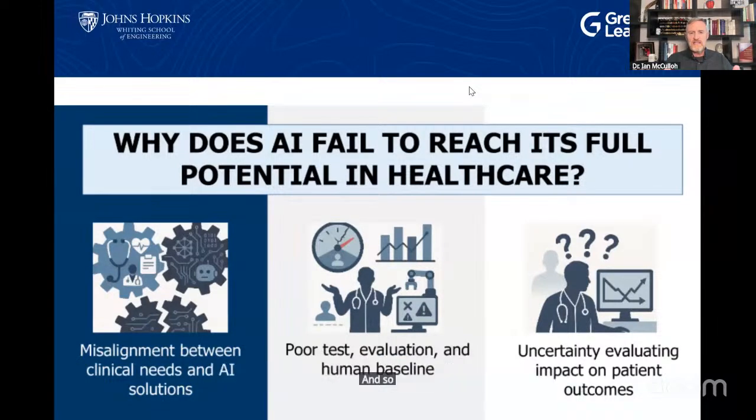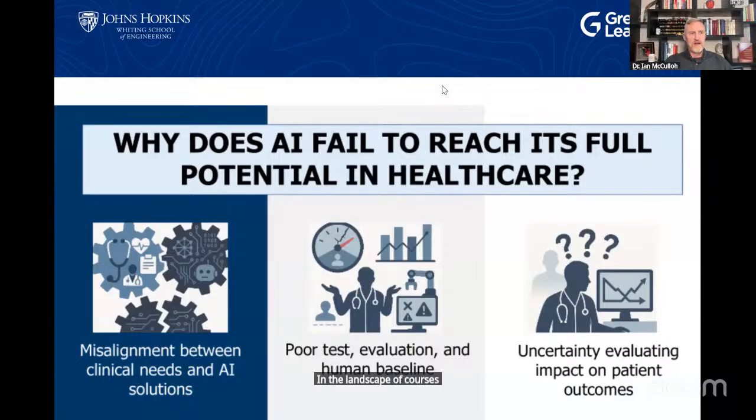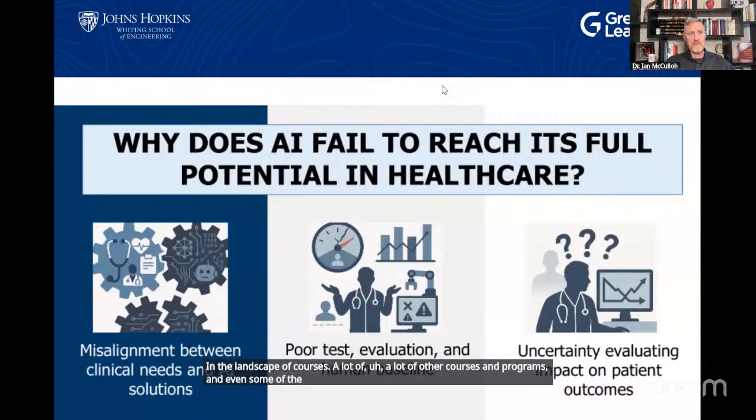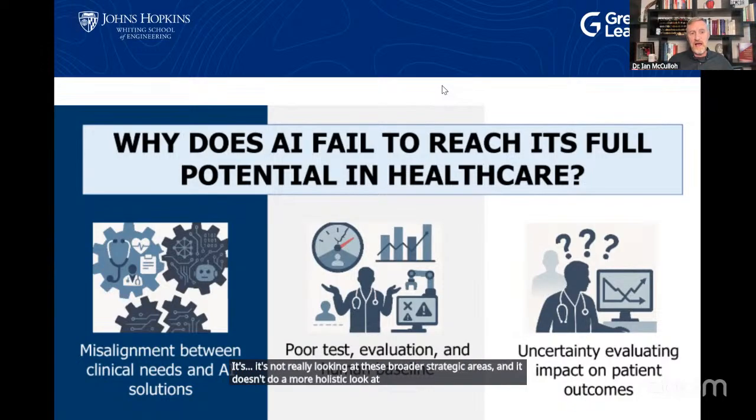And so we've really designed this class with these three areas in mind, and I think that's what makes it very unique in the landscape of courses. A lot of other courses and programs, and even some of the other ones that we teach at Hopkins, are very much focused on, hey, here's a cool AI innovation, and here's how it improves this specific application in clinical care or in hospital administration or something like that. But it's not really looking at these broader strategic areas, and it doesn't do a more holistic look at AI and how AI can be applied to healthcare. And so I think that's what we have that's a little bit unique in this course.